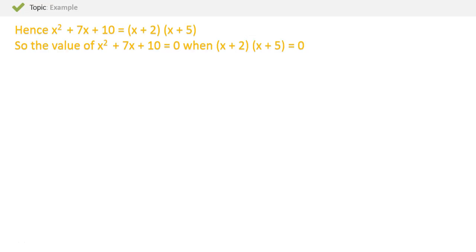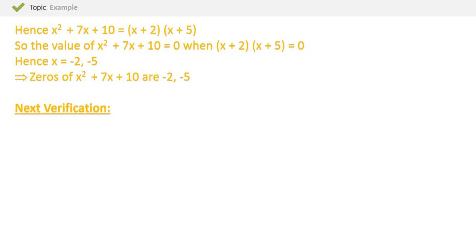And now, the value of polynomial x square plus 7x plus 10 equal to 0 will hold when x plus 2 multiplied to x plus 5 is 0, and hence x equal to minus 2 or minus 5. Now, zeros of x square plus 7x plus 10 are minus 2 and minus 5. Now let's try to verify if zeros have some relationship with the coefficient of the polynomial, right?